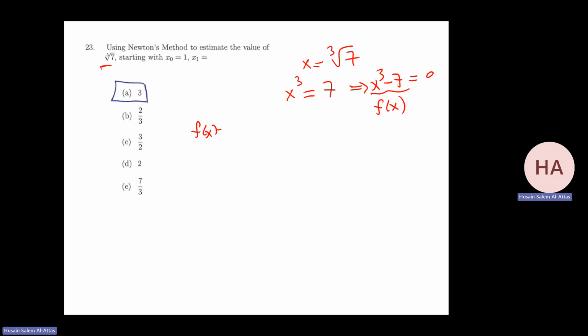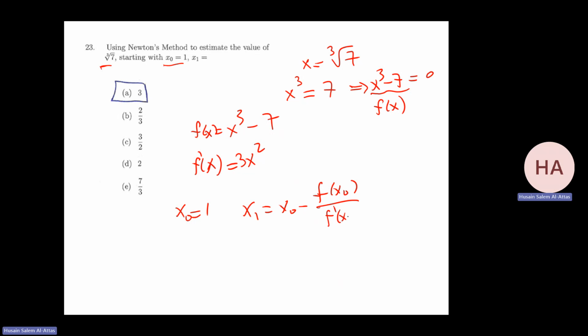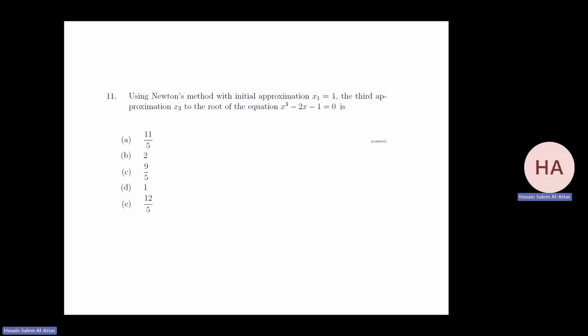F of x equals x cubed minus 7. F prime will be 3x squared. So I started with x0 equal 1. So x1 will be x0 minus f of x0 over f prime of x0. That gives me 1 minus f of 1, 1 minus 7, that will be minus 6 over f prime, that will be 3. So I have 1 plus 2, which is 3. So that will be my answer.